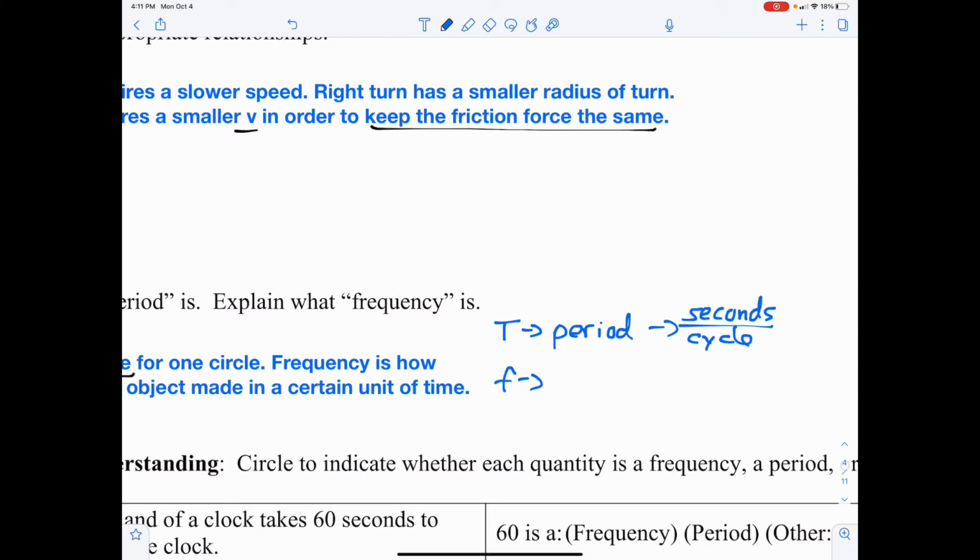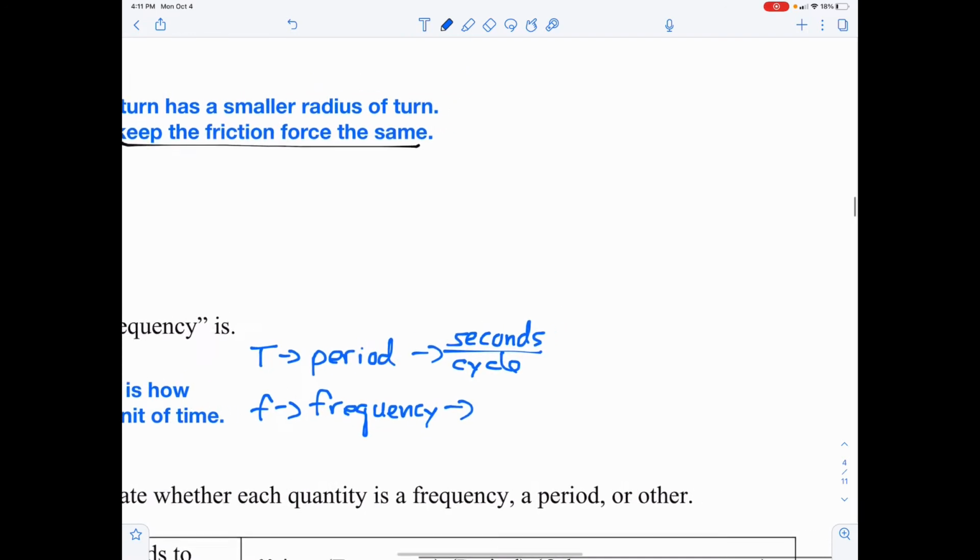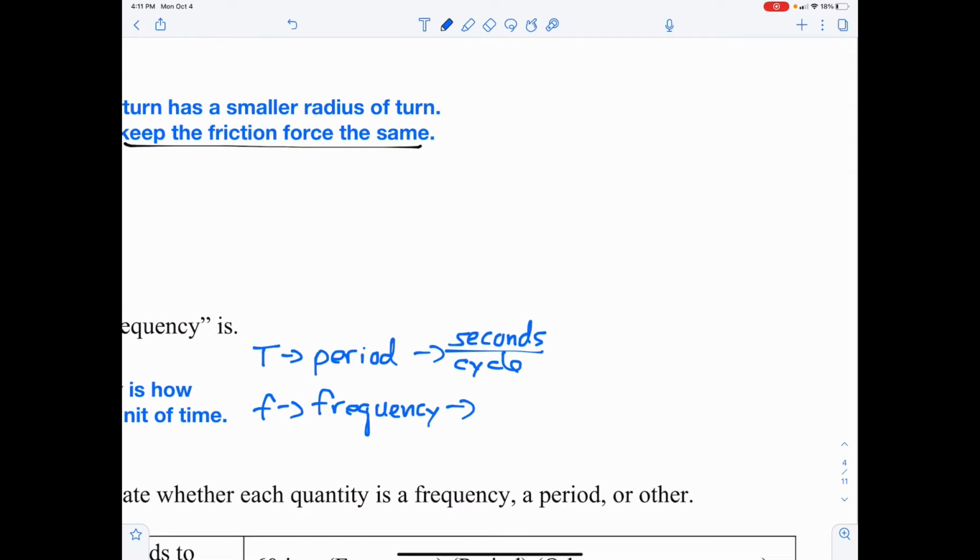Frequency uses a lowercase f, very similar to friction, but it's one of those times where we share the same letter for a different variable. Now, period, even though it's seconds per cycle, cycle means how many circles are you making? How many revolutions? How many turns of a circle are you making? That's not really a legitimate unit per se. So the unit for period is really just seconds.